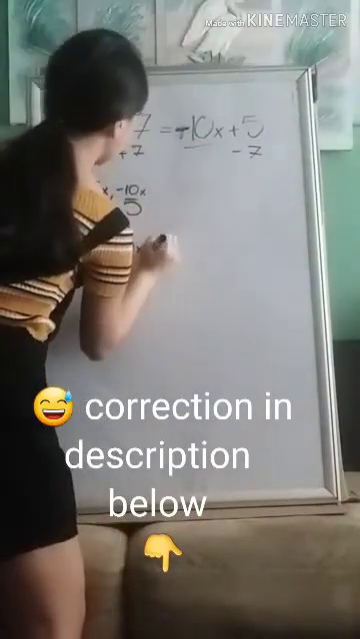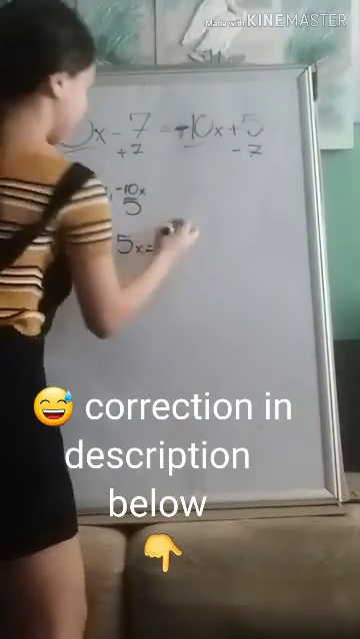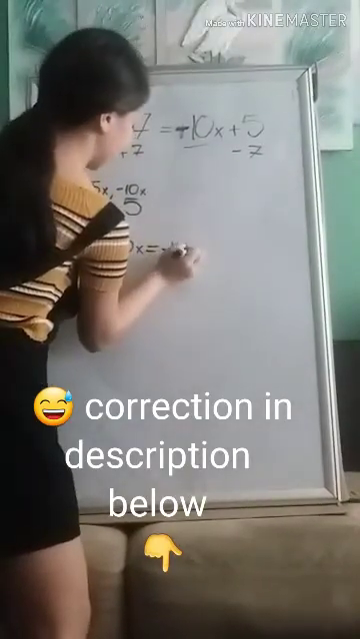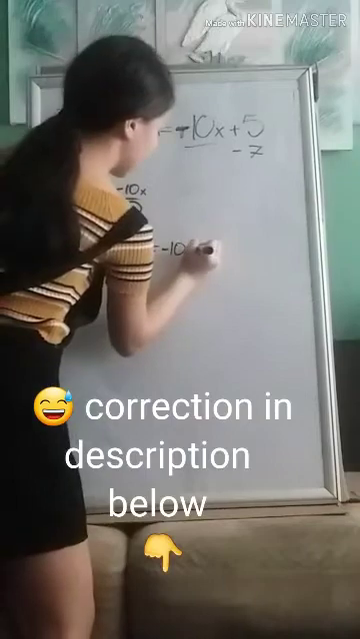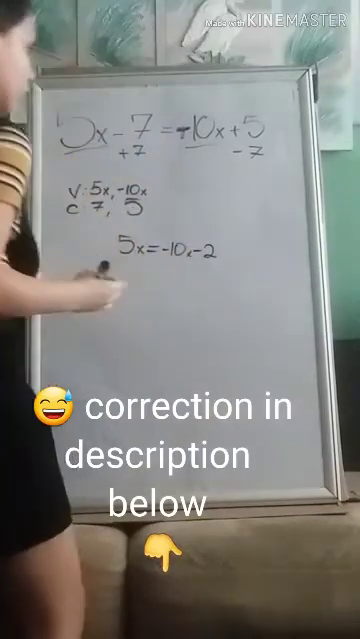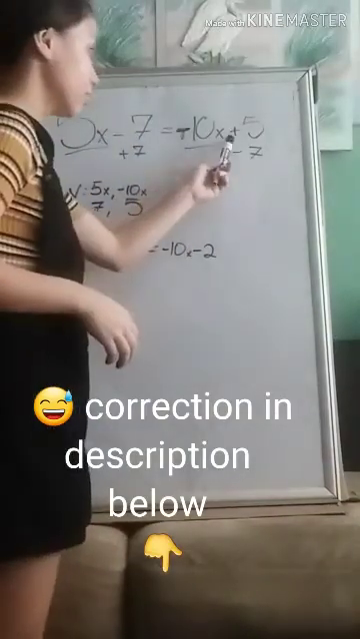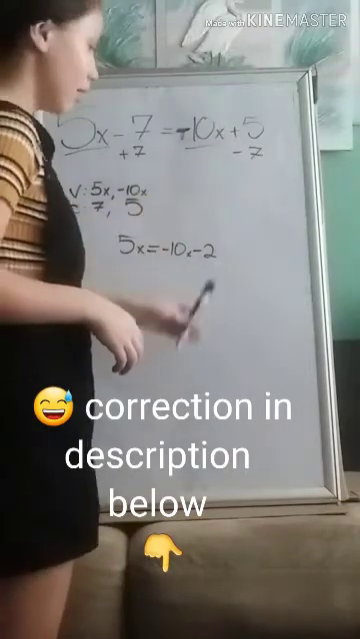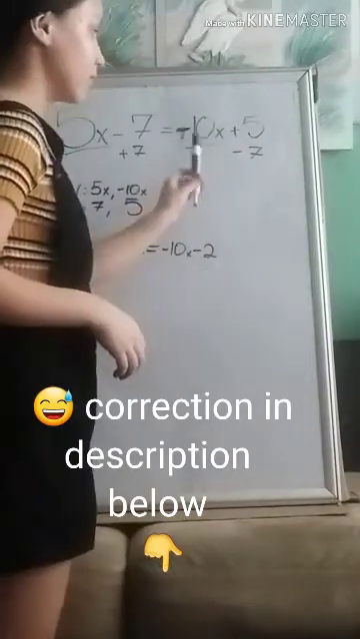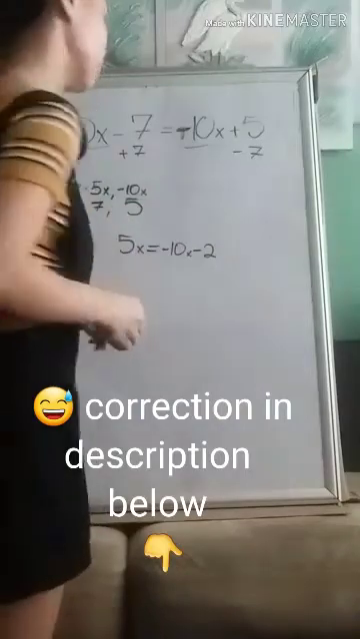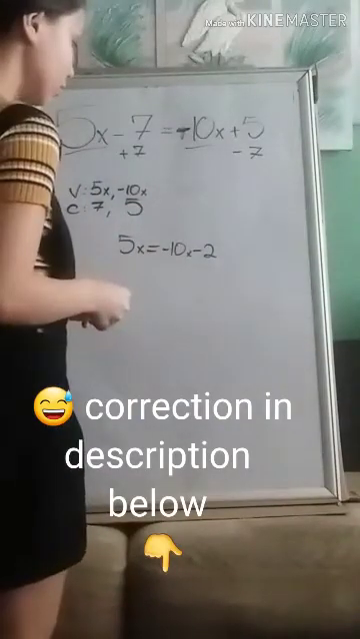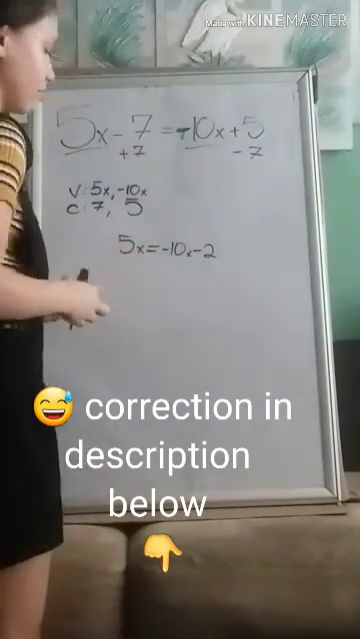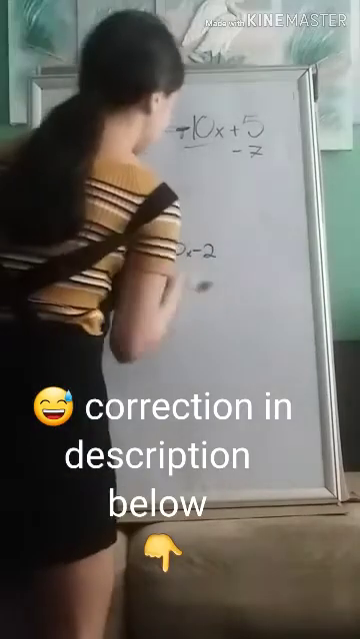So now the equation is 5x equals negative 10x minus 2. Now you see up here, it was a plus, but now it is negative because 5 minus 7 is negative 2. You still use that plus, but it's the same thing as using minus 2.